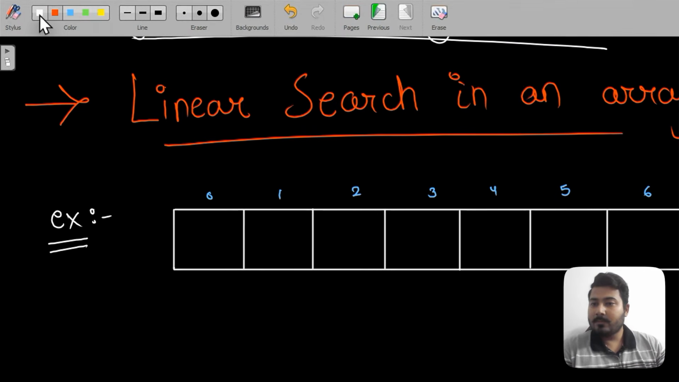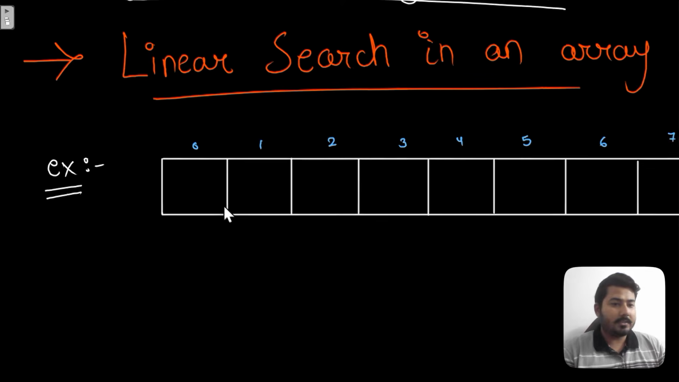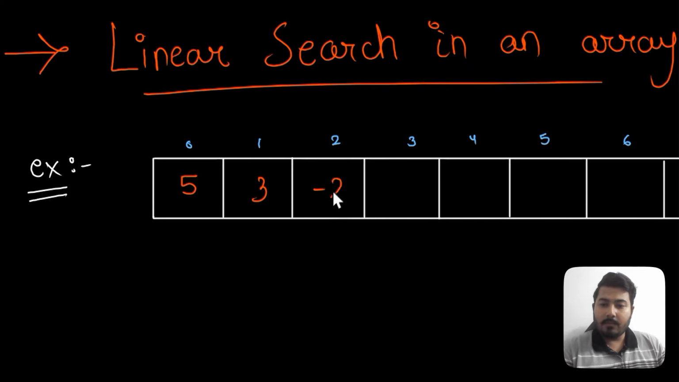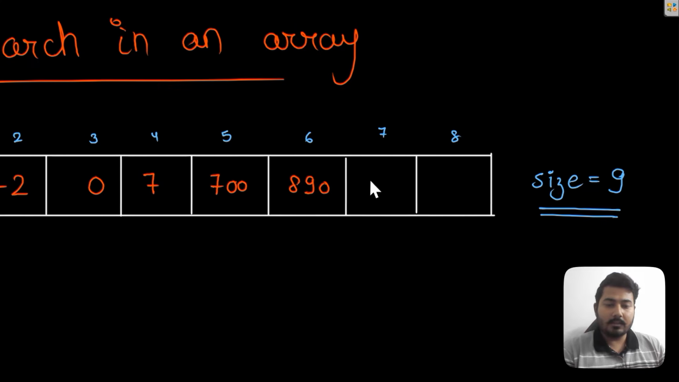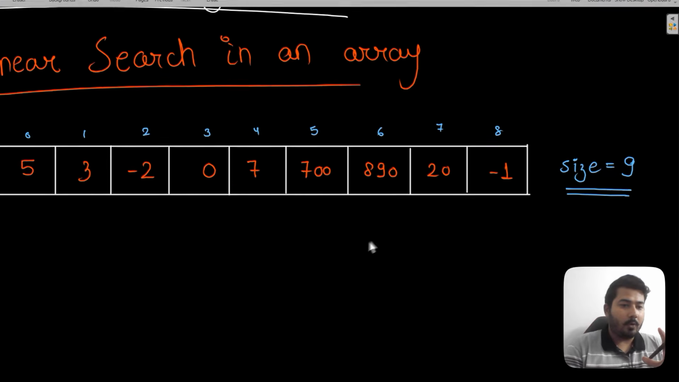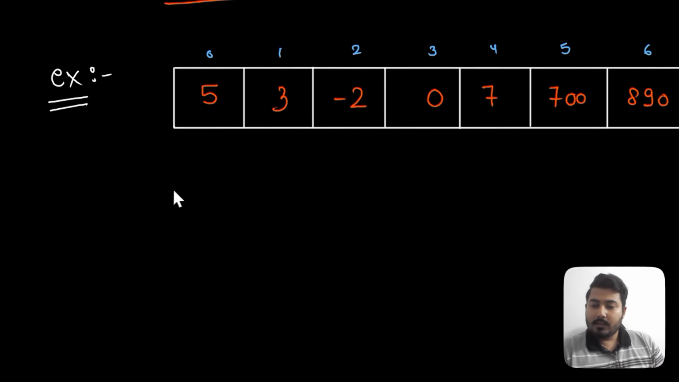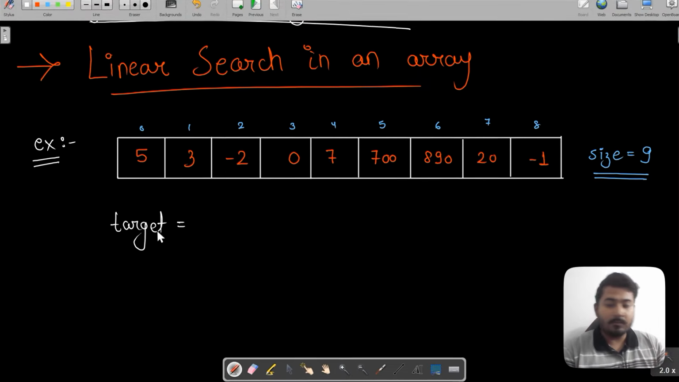Very good. So let's just say I have written some random values inside an array: 5, 3, -2, 0, 7, 700, 8, 90, 20, -1. Any random values will be okay. This is the array that is given to us. Now what? Another thing which will be given to us is a target. What exactly are you looking for? What is the thing that you're searching for?